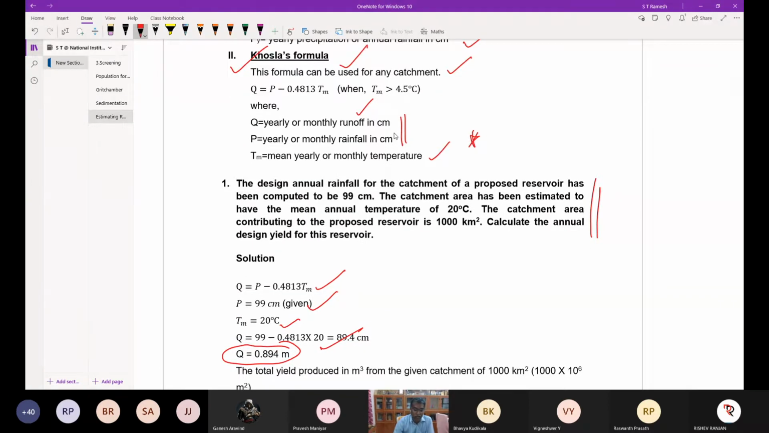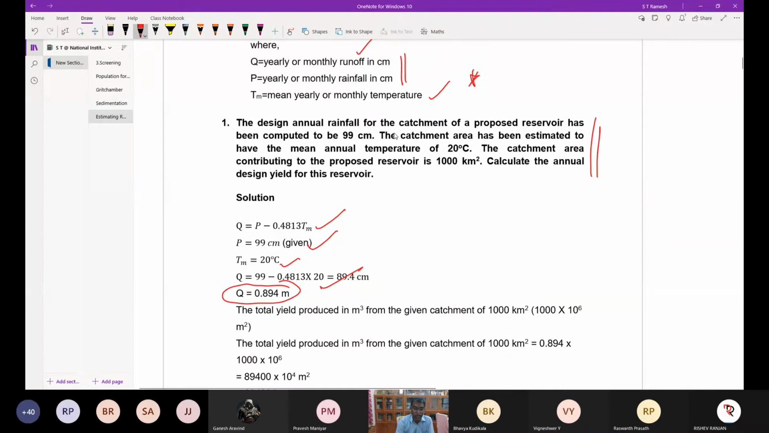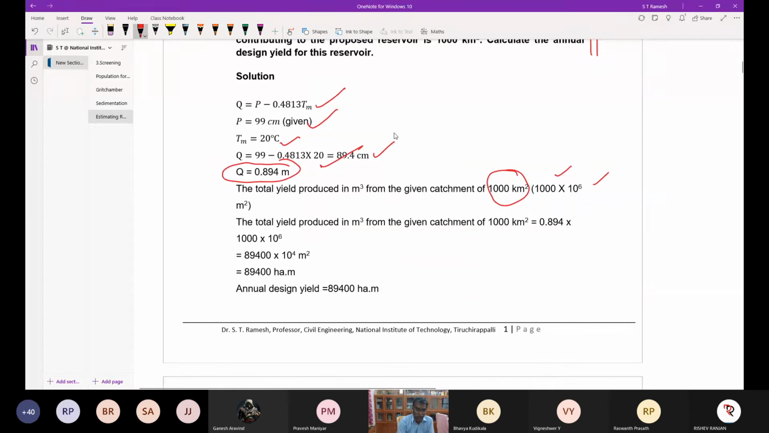So here, whatever we are given is 89.4 centimeter, so it is being converted to 0.894 meter. It is also proposed to calculate for 1000 square kilometers. So 1000 square kilometers is 1000 into 10 power 6 meters square. Now you can calculate how much is the yield.